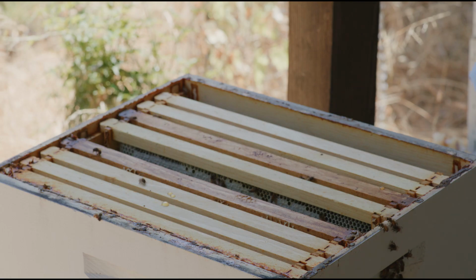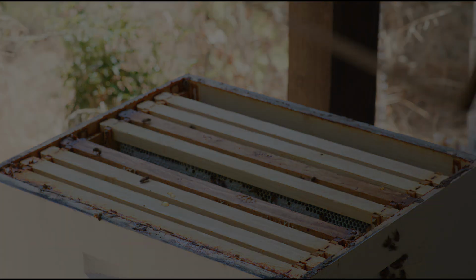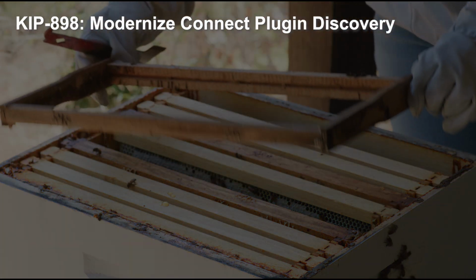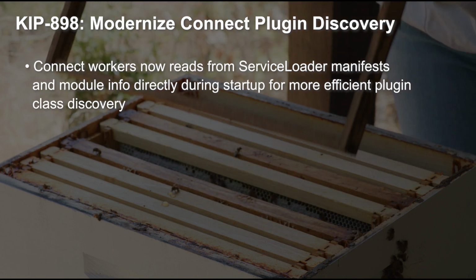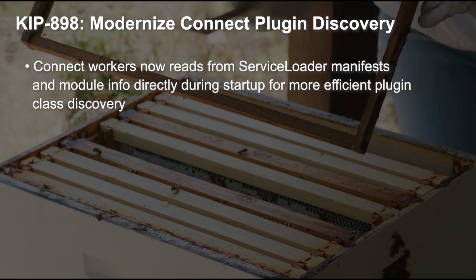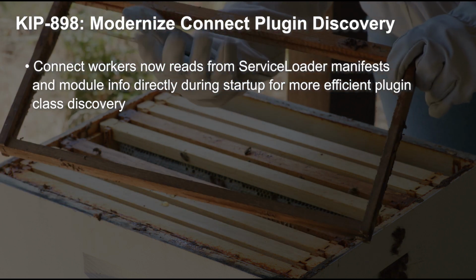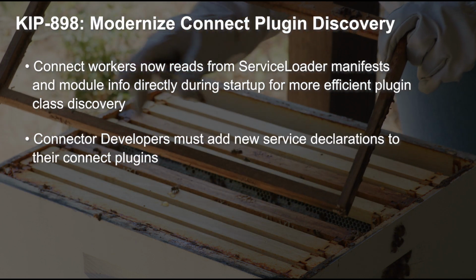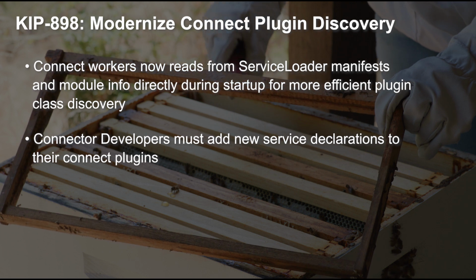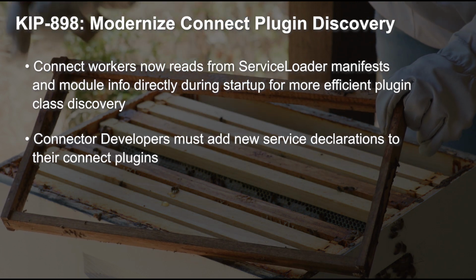Finally, let's hear from some Kafka Connect updates. KIP 898 is here to help us discover things more easily. Connector plugins, at least. When Connect starts up, the worker needs to discover all of the plugin classes that are available on both the class path and plugin path. This can be a time-consuming and resource-intensive process.